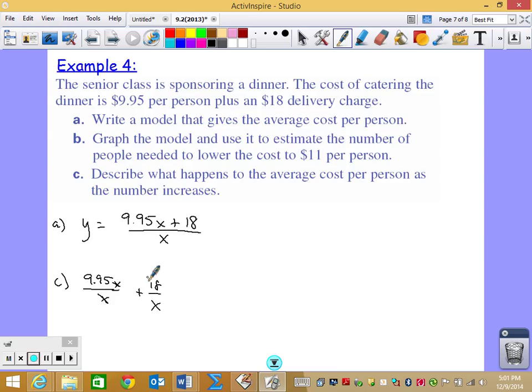If you look at what we talked about, the horizontal asymptote is the ratio of the coefficients. $9.95 divided by 1. The average cost per person as we get more and more people to come to the supper is going to be $9.95. That $18 delivery charge won't mean anything if 1,000 people show up. The average cost per person is going to be $9.95.